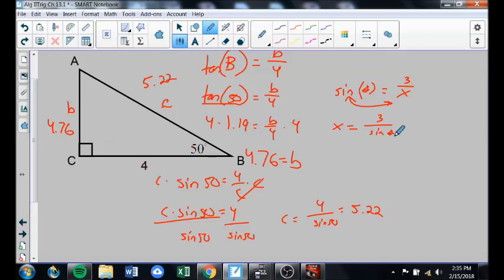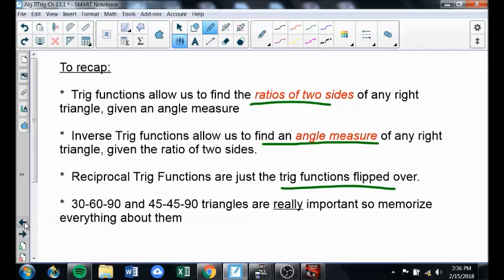So we can solve right triangles, only right triangles, very simply now with sine, cosine, tangent, inverse sine, inverse cosine, inverse tangent, and the Pythagorean theorem. Trig functions allow us to find ratios of two sides. Inverse trig functions let us find angle measures given two sides. Reciprocal trig functions are literally just trig functions flipped over. And then 30, 60, 90s are super important. We'll talk about them more later. Whew, we did it. Trig day one.